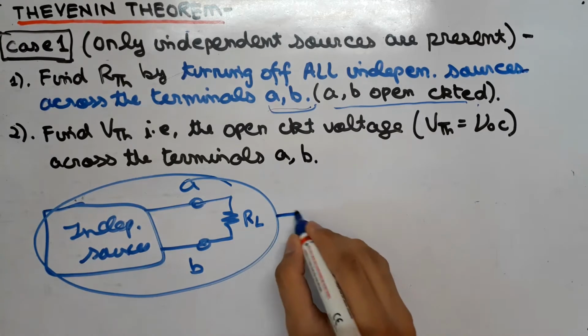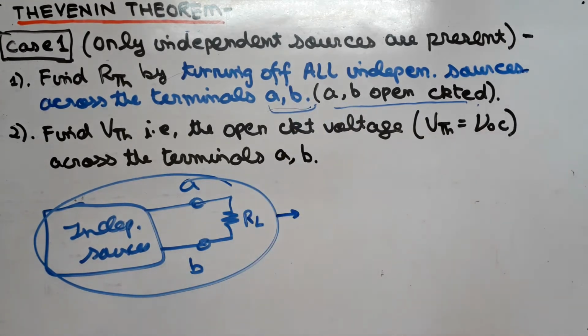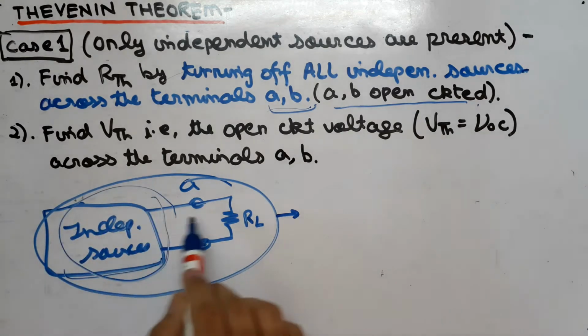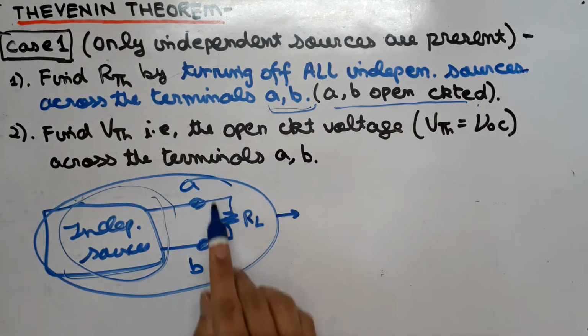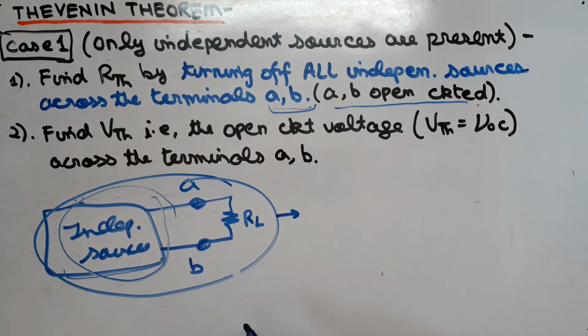So first of all we will turn off all the independent sources in this part and get the value of RTH across these two terminals, and we will ignore this part of the circuit. That is, we will not consider RL while getting the value of RTH.